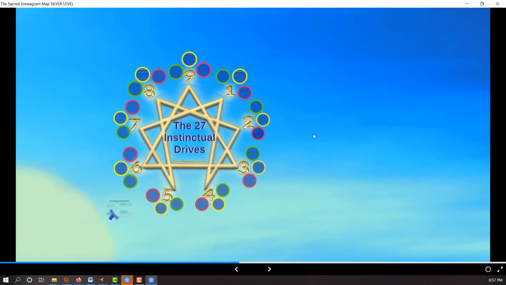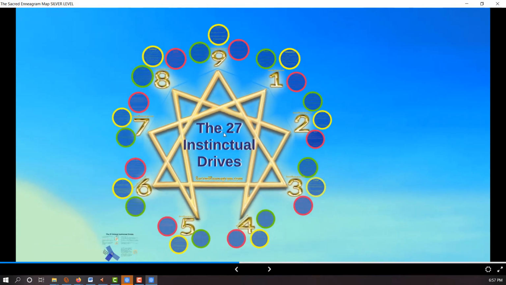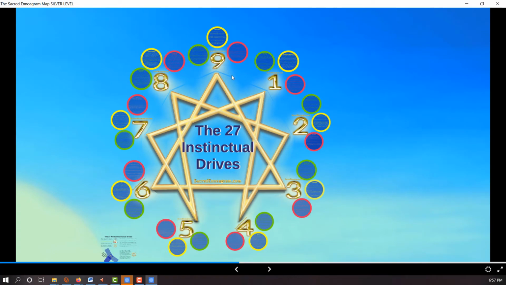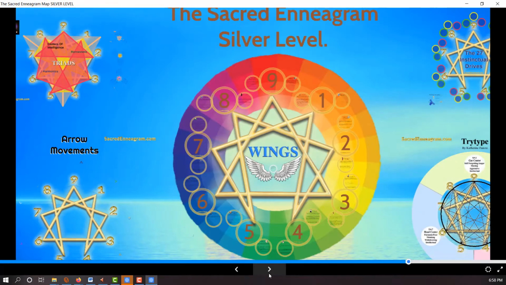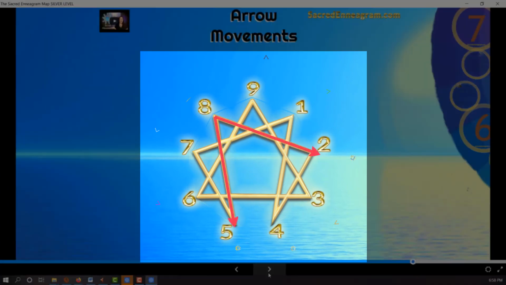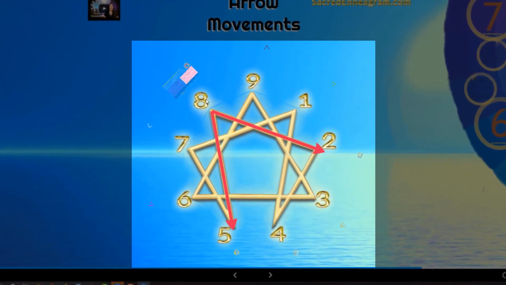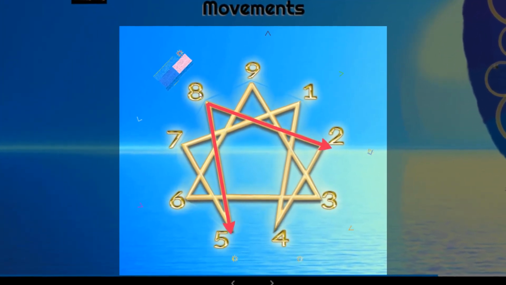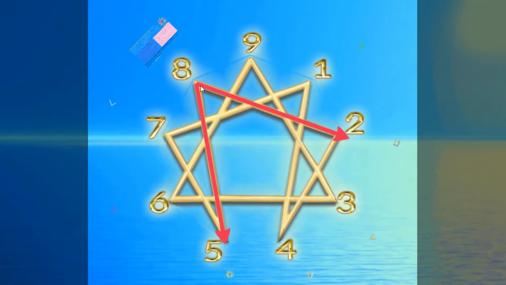So zooming out there, as you can see, all 9 types have their own information related to their own 3 instinctual subtypes related to their primary Enneagram type. Okay, now we're moving on to the next section, which is called the Enneagram arrows, which is just over here. So as you can see, this Enneagram symbol here now has arrows pointing from Enneagram Type 8. One arrow is pointing to Enneagram Type 2, and the second arrow is pointing to Enneagram Type 5.